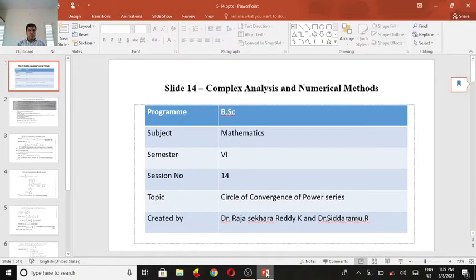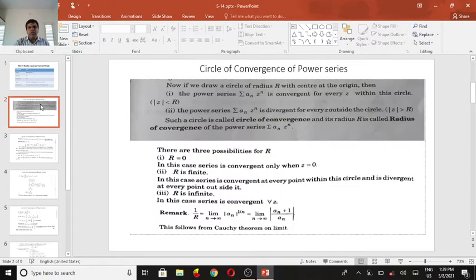Now we come to session 14. We already know from session 13 the basic definitions regarding the convergence of power series. Now in session 14, I recall the basic definitions, and I am going to prove some theorems on circles of convergence.